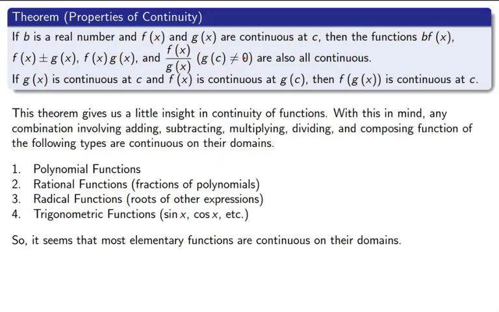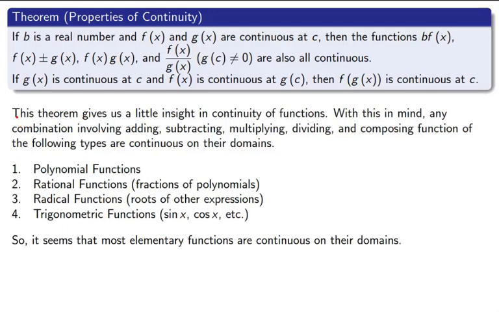You could make up more properties than this, but in general, continuity is very well preserved as long as the original functions are continuous. You can even say a composition. Now this one's a little bit harder. A composition requires you to start on the inside and work your way out. So if the g function is continuous at c, and the f function is continuous at the inside, the g of c, then the whole composite function is continuous at the original c.